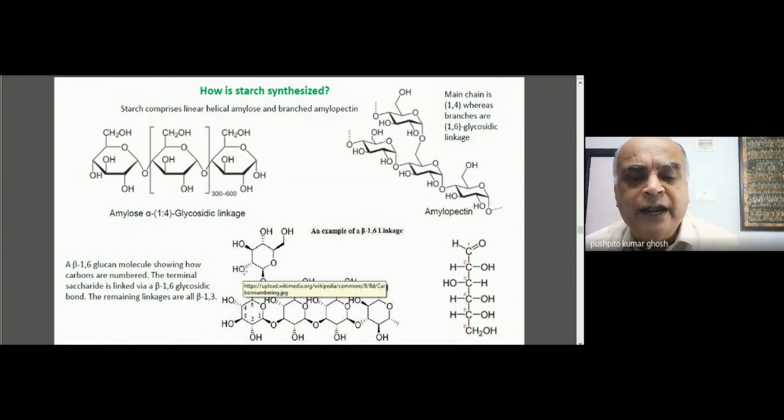Now, to understand how starch is made, this is very crucial that you understand. Some of you may know, or may not know, but if, for example, I want to take potato starch and ferment it and make ethanol out of it, it's quite simple to do.